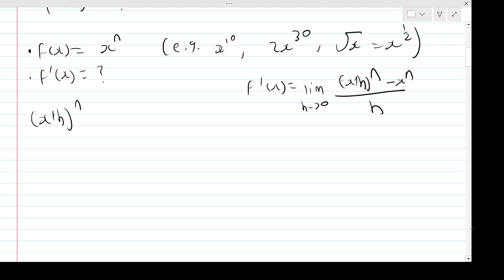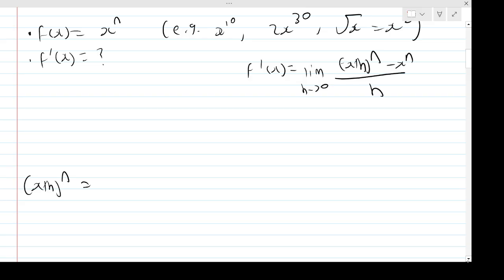So, (x + h)^n, well, let's use the binomial expansion. We looked at this in chapter 8, how to expand brackets like this. So my first term is going to be x to the power of 0. My coefficient is going to be n choose 0, then x to the power of 0, then h to the power of n, okay?